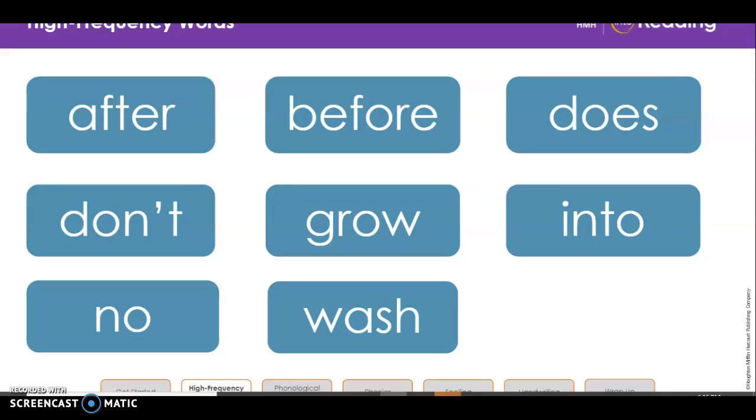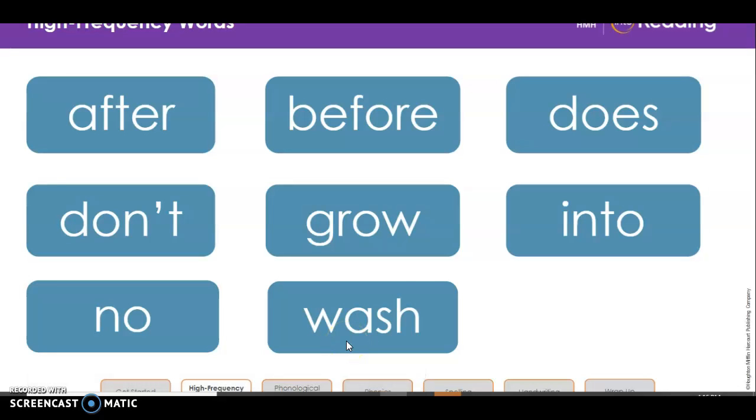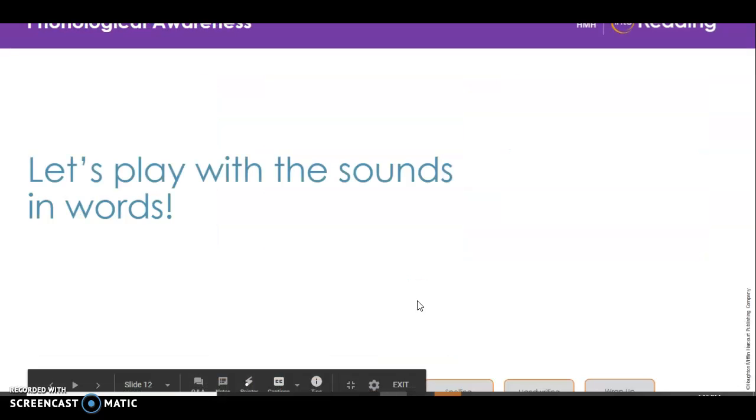Now let's read all the new words we just learned together, starting on the first line. After, before, does, don't, grow, into, know, wash. Great job. Now let's play with the sounds in words.